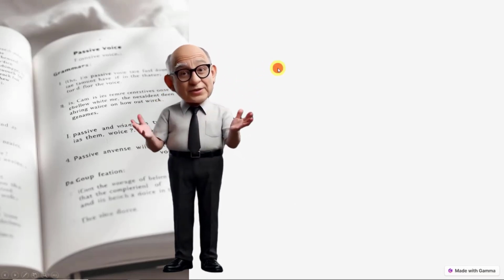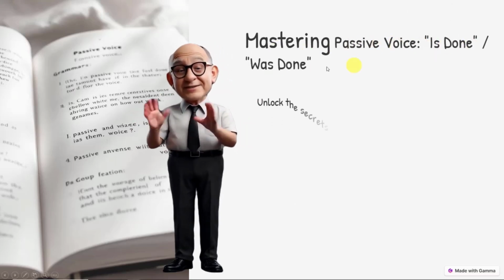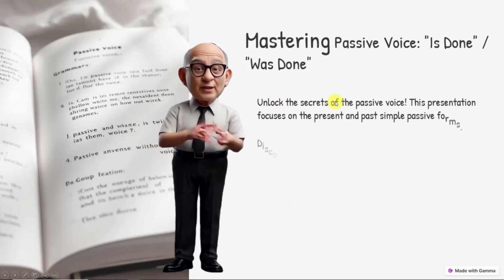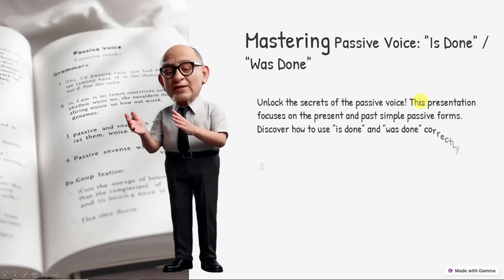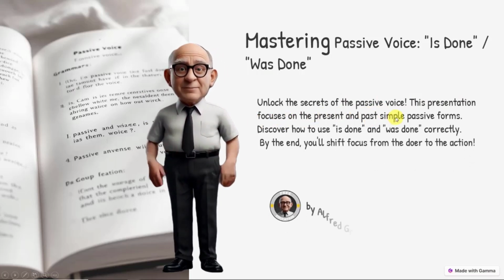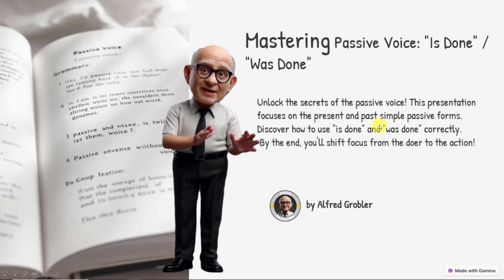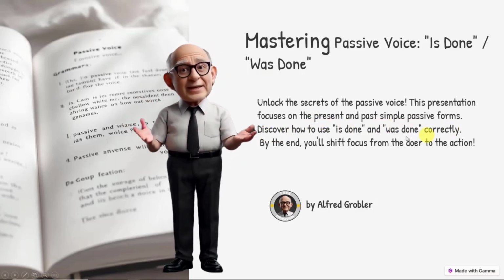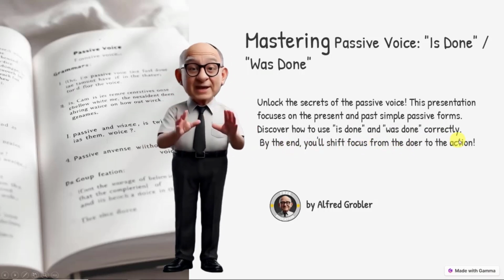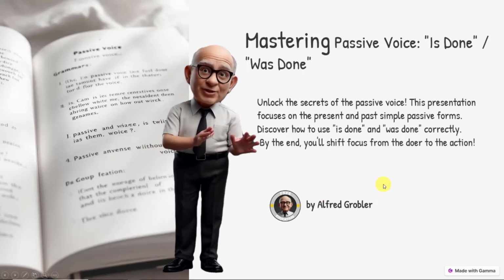Looks very interesting. Hey, passive. Mastering passive voice: is done, was done. Unlock the secrets of the passive voice. This presentation or lesson focuses on the present and past simple passive forms. Discover how to use is done and was done correctly. By the end, you'll shift focus from the doer to the action. And once again, it's made by, or prepared by, Alfred Grobler.